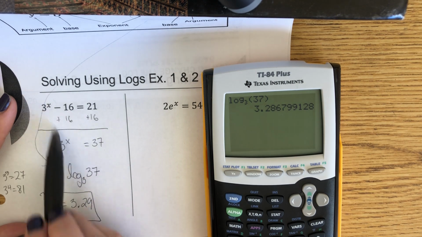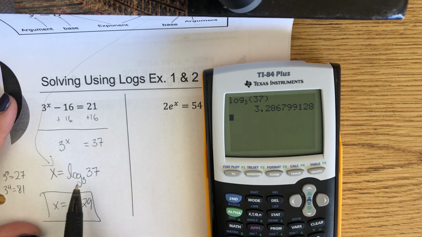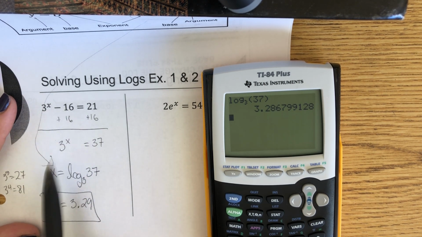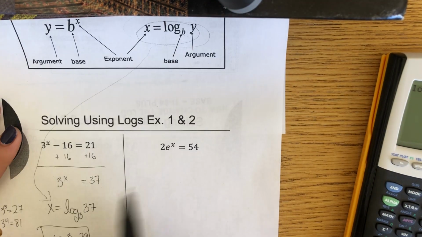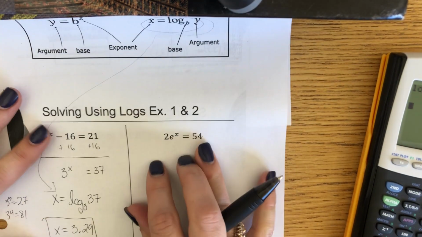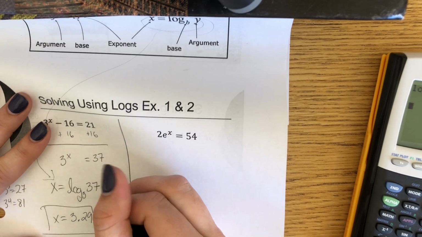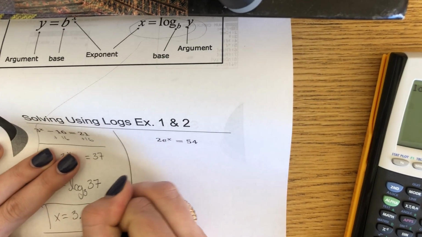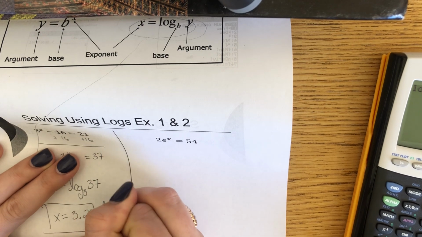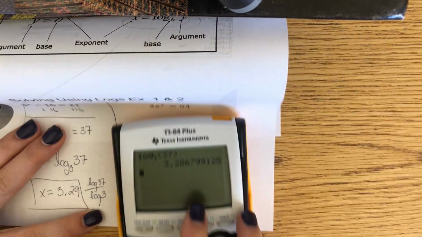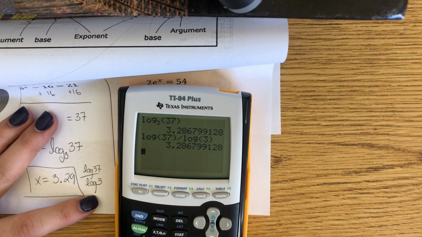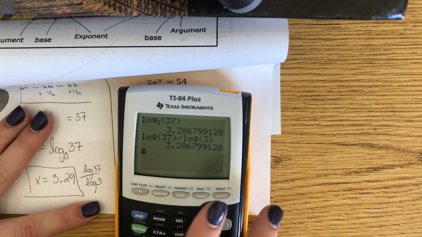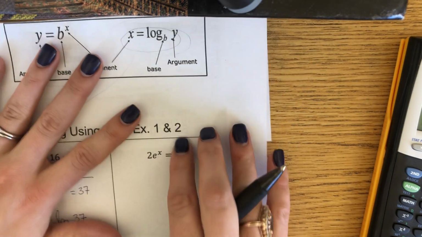So to recap, I isolated the exponential, step 1. I rewrote the exponential as a logarithm according to this conversion formula up here, and then I used my calculator. I could have also done what's called the change of base formula and done log of 37 over log of 3. That's a formula, so log of 37 divided by log of 3 gets you the same thing, but we'll just use the math button from now on.